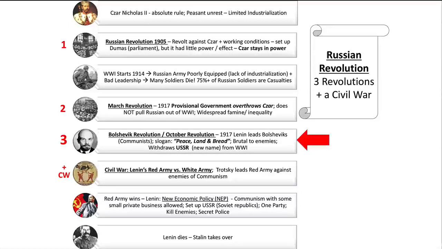Why peace? Peace because he says, you put the Bolsheviks in charge, we are getting out of World War I. We're going to have peace.